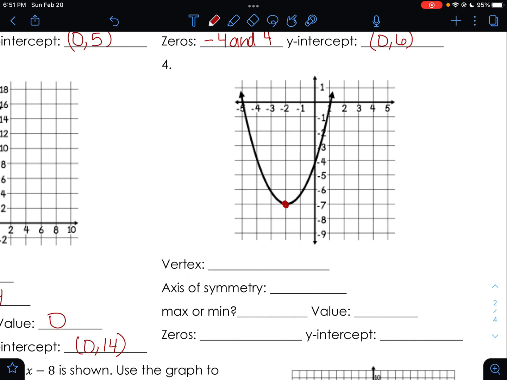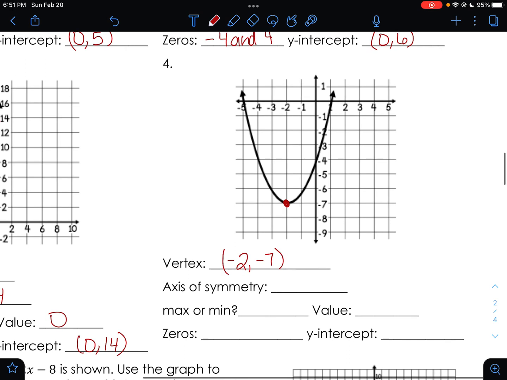It looks to be at -2, -7. The axis of symmetry is a vertical line that cuts the quadratic in half, or the parabola in half. Remember, the equation is x equals the x value of your vertex, which is -2. We did say that this has a lowest point on the graph, which makes it a minimum. That minimum value is the y value of the vertex, which is -7.